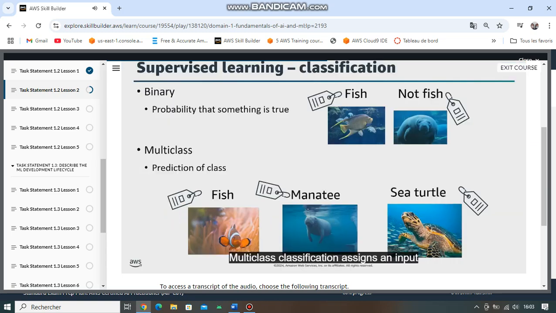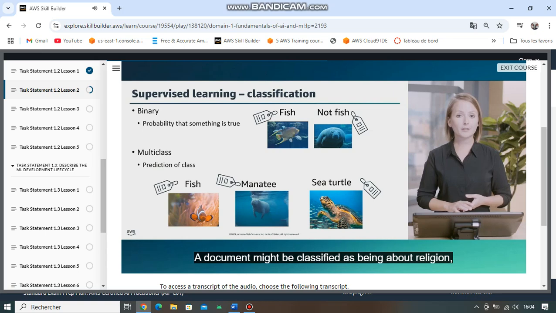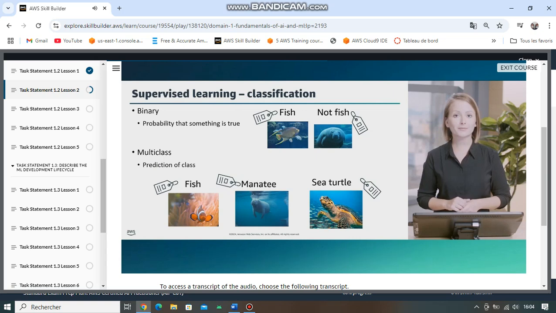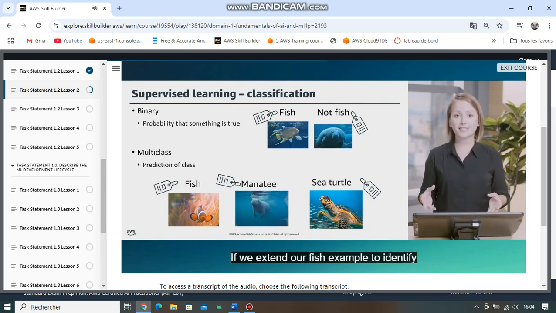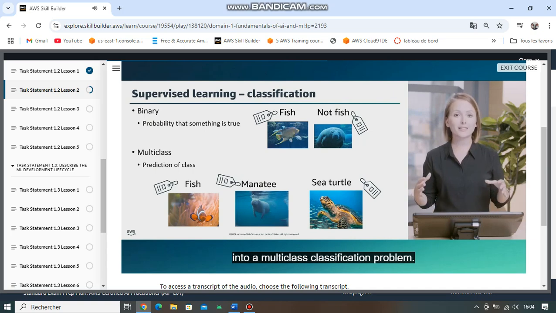Multi-class classification assigns an input to one of several classes based on the input attributes. An example is the prediction of the topic most relevant to a text document. A document might be classified as being about religion, politics, or finance, or as about one of several other predefined topic classes. If we extend our fish example to identify multiple categories of sea creatures, then we have made it into a multi-class classification problem.